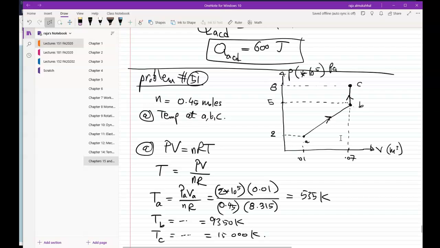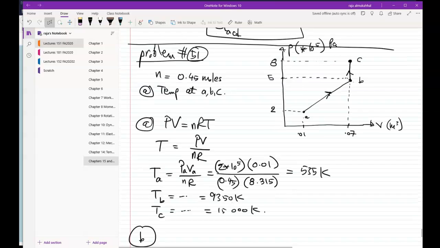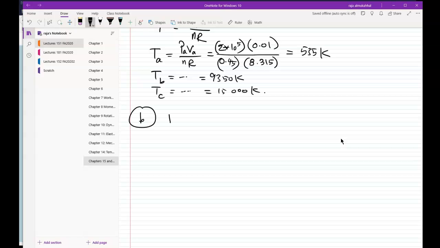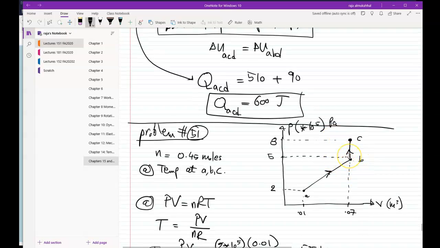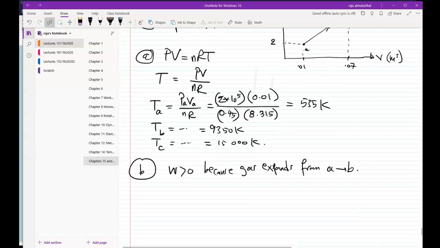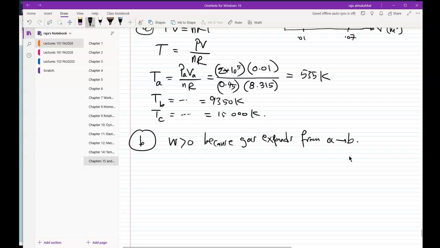Got it? Also, heat added is positive, and heat subtracted or expelled is negative. You get that? All right. So here the work is positive because the gas expands from A to B. Now, from B to C, nothing happens. It's isovolumetric, the gas does not expand, so the work is 0. So basically, the work that I'm doing, really, is just the work from A to B.